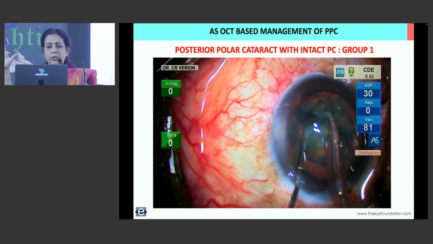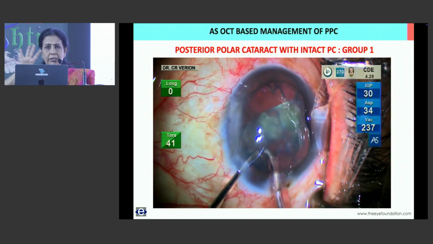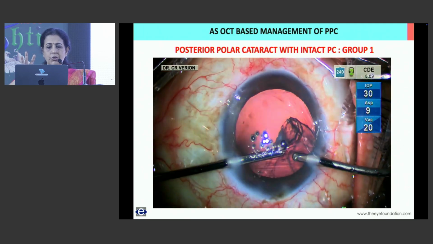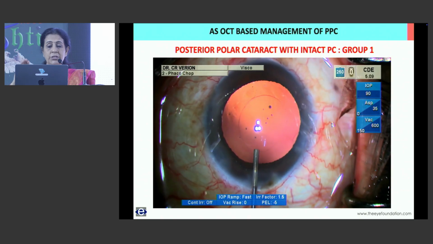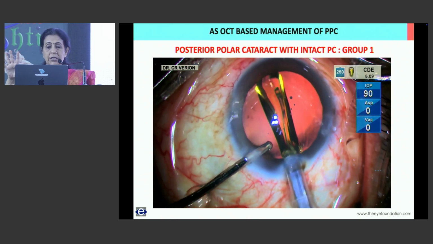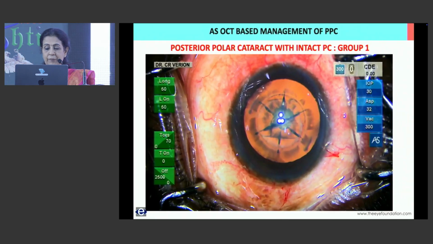Keep your IOP low, keep your parameters low, but you can rotate the nucleus. Everything in a gentle manner. Do your chops, remove your cortex, and you could even dare to polish the capsule if you want. See the posterior capsule intact, carefully inject the IOL, but then it's a safe procedure.